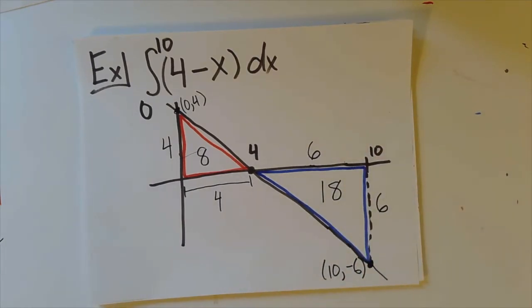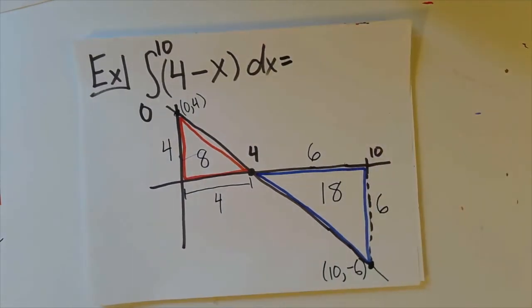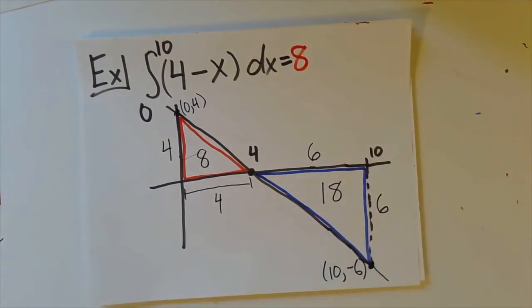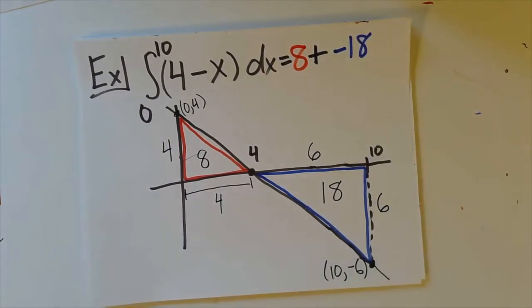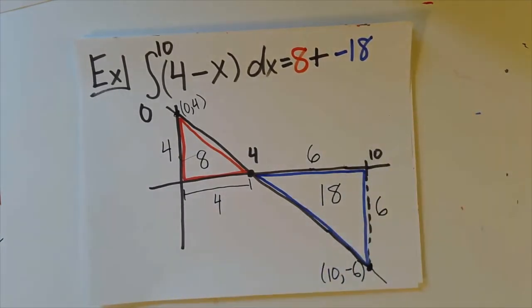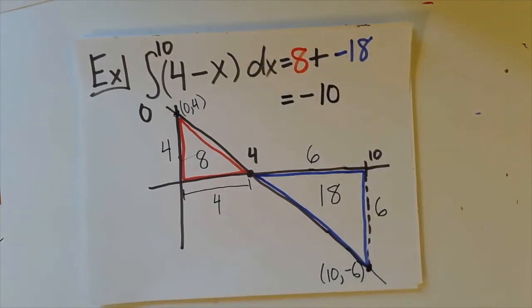Okay, and so putting that together, we can get the value of the integral, which is going to be a plus 8 and then a plus minus 18. Okay. The 8, again, coming from this triangle, the 18 coming from this triangle. And so the total value of this integral is going to work out to be minus 10.